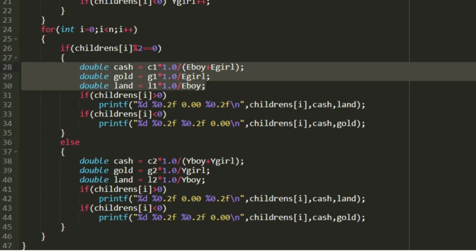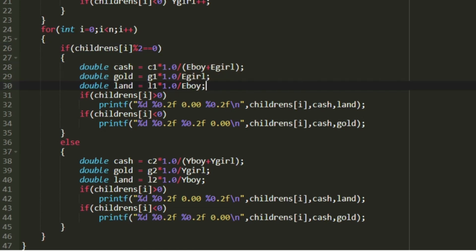So I am creating 3 double variables named cash, gold and land, and we will be calculating the property that will be split. The variable C1 represents the total cash, and cash should be split among all the children. So C1 by eBoy plus eGirl, which will be the total number of children. And here we multiply C1 with 1.0 because we need to convert the integer into a float variable. That is the reason why we multiply with 1.0.